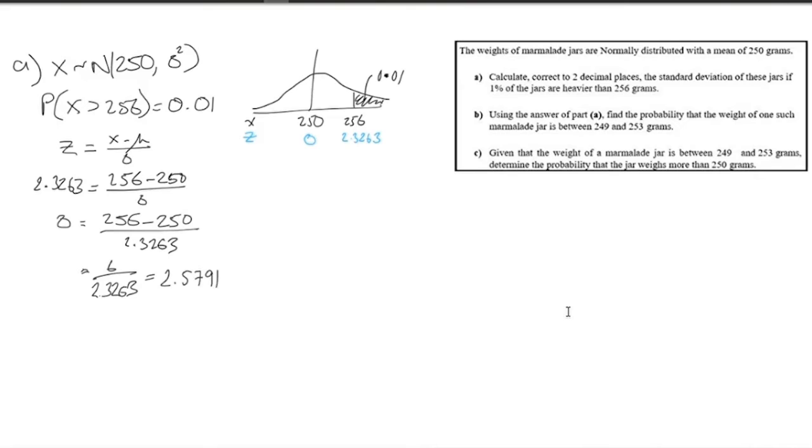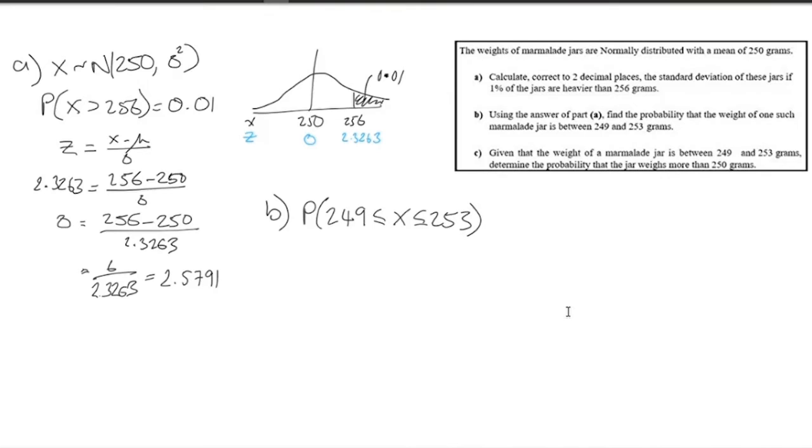Part B of the question, we're asked, using our answer to part A, so using our standard deviation there, find the probability that the weight of one such marmalade jar is between 249 and 253. Okay, so this is just a standard normal distribution question. What is the probability that a marmalade jar that's chosen is in between these two weights? So I'll just write out the statement.